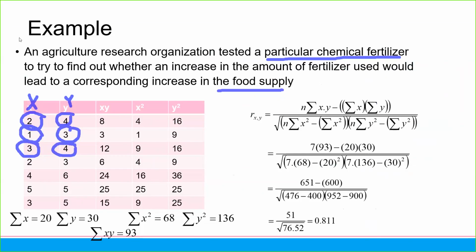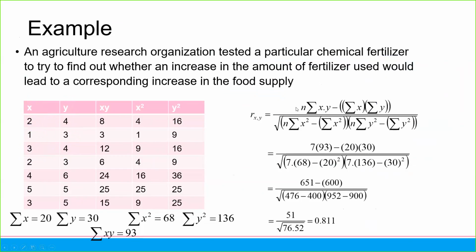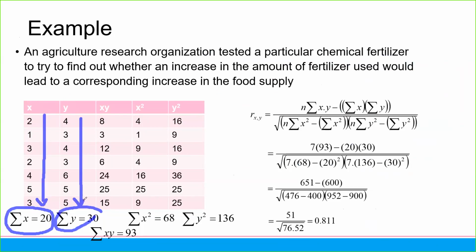So we need to calculate. Here I put the calculation. First, the sigma x. The sigma x is the summation for all the data. The sigma y is the summation of the y. And then we have x multiplied by y. X multiplied by y is x just multiplied with y.